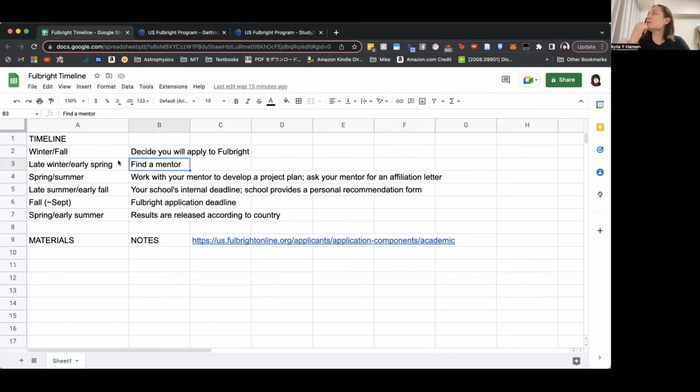So it might be different depending on the country, but I think it has to be a school, a university in your country. So I would double check if you're not applying to Japan like I was. For Japan specifically, I know that it is required for it to be a school, but other countries may differ. So going back to this, this is the time period when you will be looking for a mentor, aka a professor at a university in the country of interest.